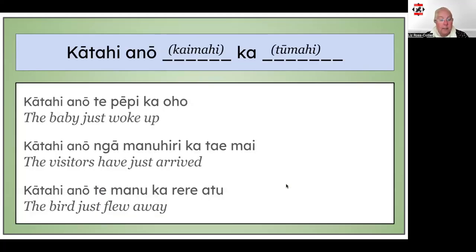Here's a few more examples. I've got the sentence structure at the top as a reminder. Kātahi anō followed by the kaimahi, and then ka followed by the tūmahi. Kātahi anō te pēpi ka oho. Kātahi anō ngā manuhiri ka tae mai. Kātahi anō te manu ka rere atu. I've added the translations here to show you what the sentences mean.